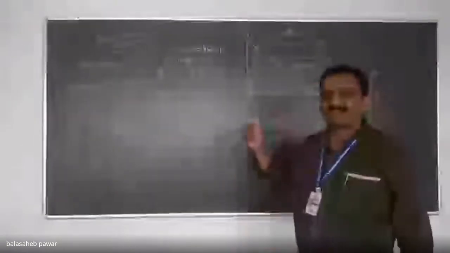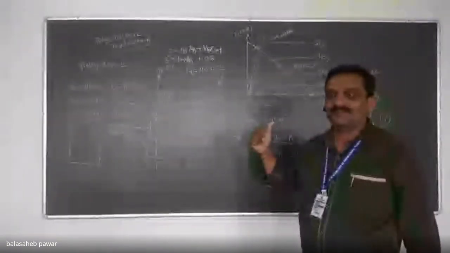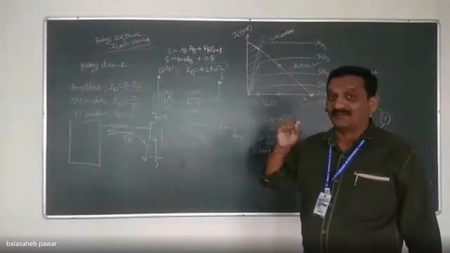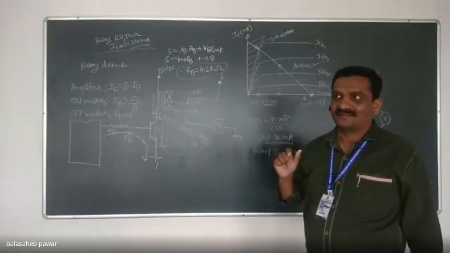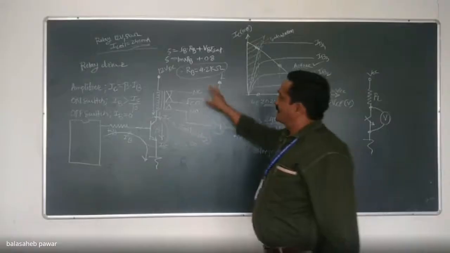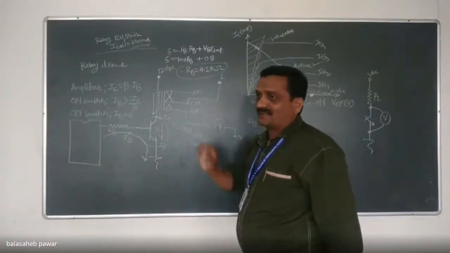Shall I take an example so that it will be clear to you? What will be the effect of that tolerance? Shall I take it? Yes, sir. Okay. Suppose a 4.2 kilo ohm resistor, what will be its color code?